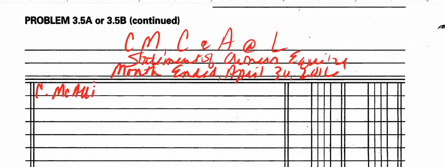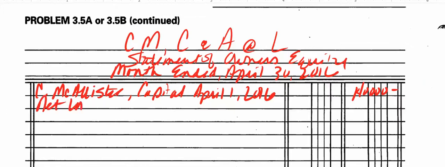Okay, we begin by starting with the balance of the capital account at the beginning of the month. So Connor McAllister, Capital on April 1st, 2016 was $140,000. We got that from the balance sheet, or the trial balance. Next, we need to add in our net income for the month of April, which we just got. That was $3,723.